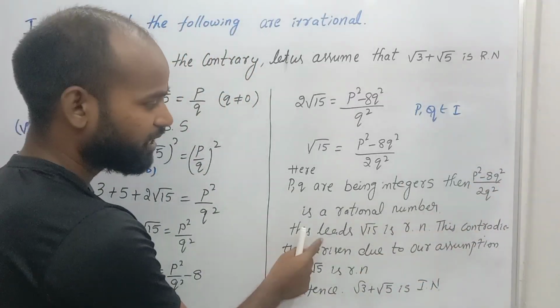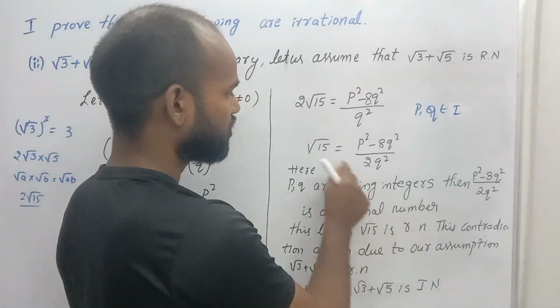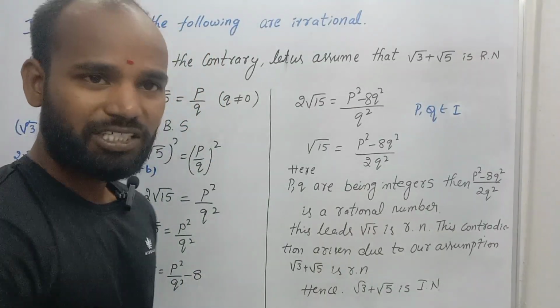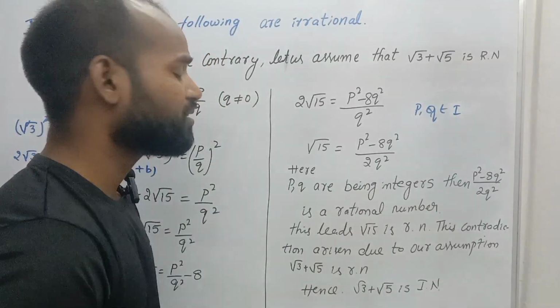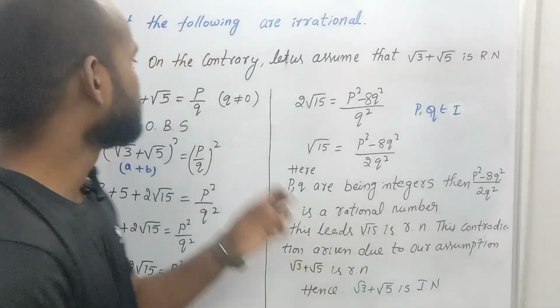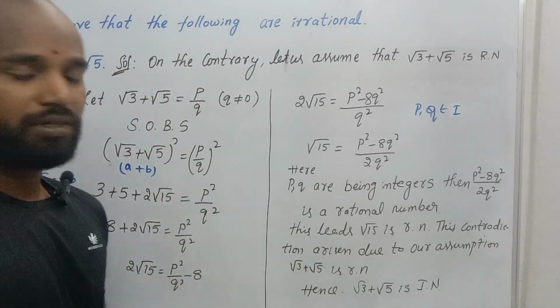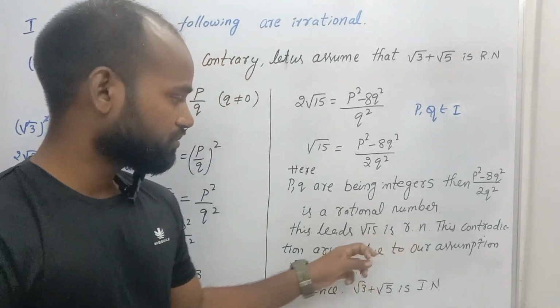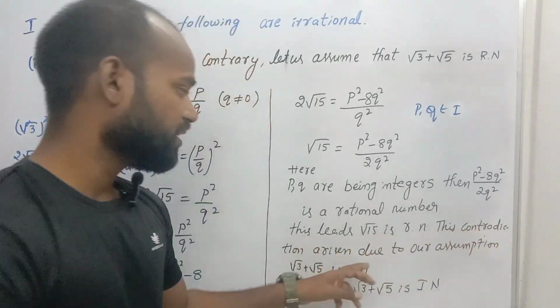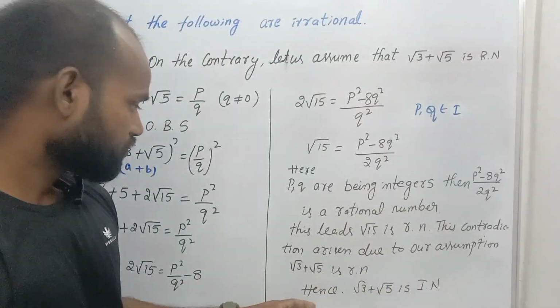So this leads to root 15 is a rational number. Then is it a rational number or not? Yes, root 15 is a rational number. But is it true? No. Because of our wrong assumption, it came out as true. What is our assumption? That root 3 plus root 5 is a rational number. That's the reason we got the wrong result. So this leads to root 15 being a rational number. This contradiction arises due to our wrong assumption.